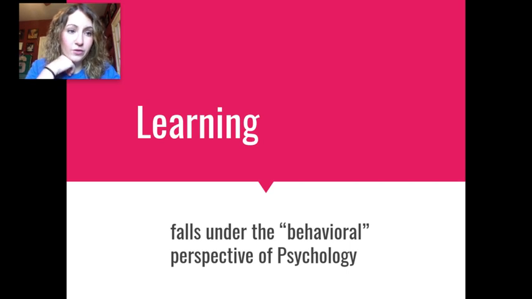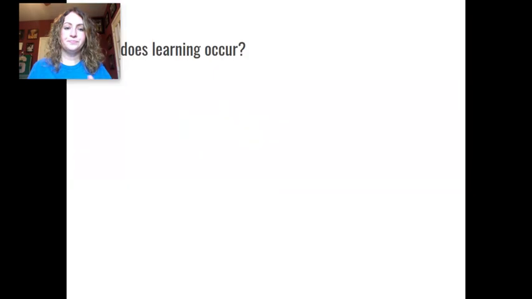So remember, anytime that you see the word learning on the AP exam, it's going to be under the behavioral approach of psychology. So we've talked about the cognitive approach and the humanistic and sociocultural, but behavioral is code for learning. How what you have been taught, what you have been conditioned to do. So those two are synonyms. I want you to really think of that as synonyms. So behavioral is learning, learning is behavioral.